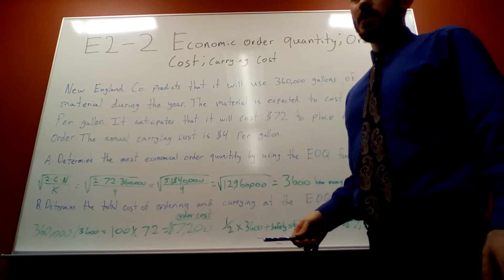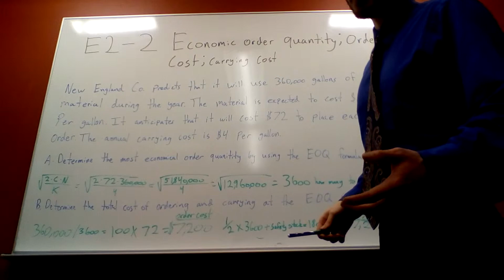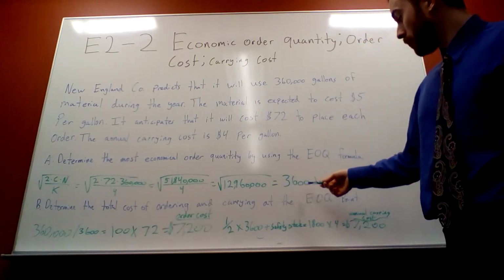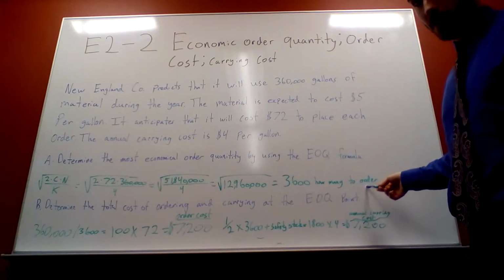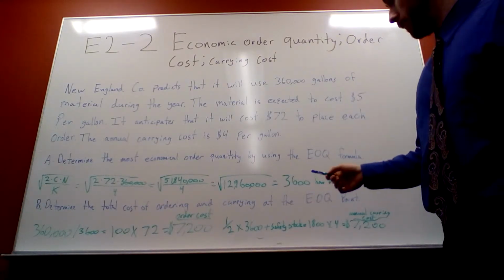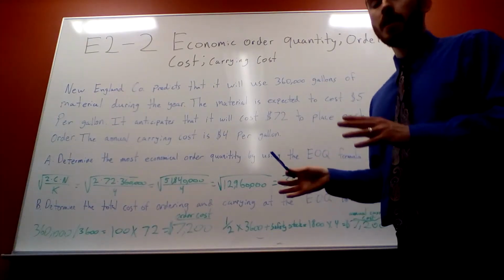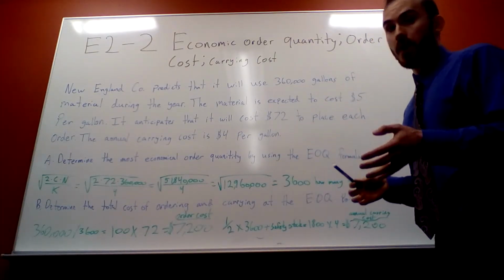The square root of that, hopefully your calculator has a square root function. If not, $20 for a scientific calculator has it. It gives you 3,600, which is how many to order at a time. So that's how many we should order at a time to get the most for our money.